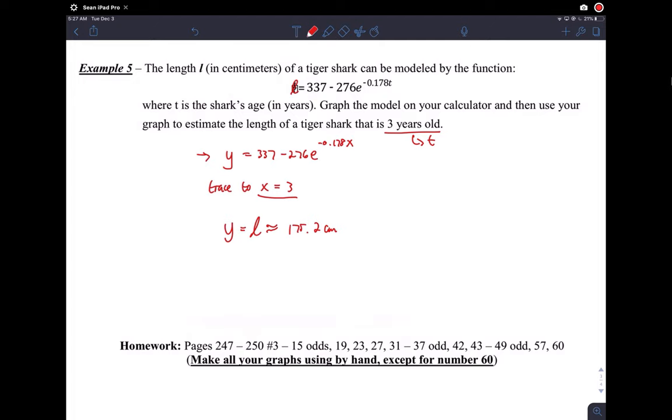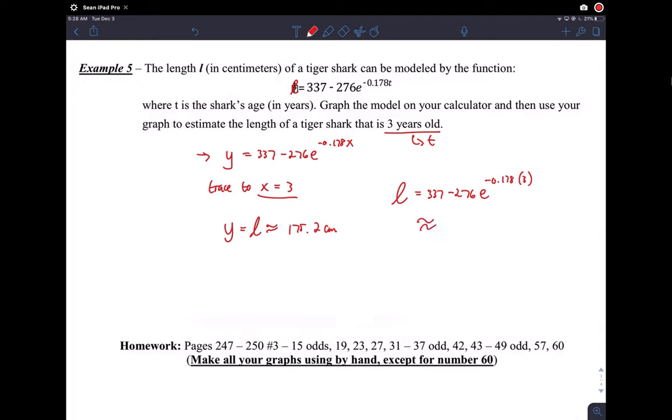And you can verify this by just entering it in your calculator as well. If you're going to do it straight away, you can just say L equals 337 minus 276e to the negative 0.178 times 3. Should be the same answer, okay?